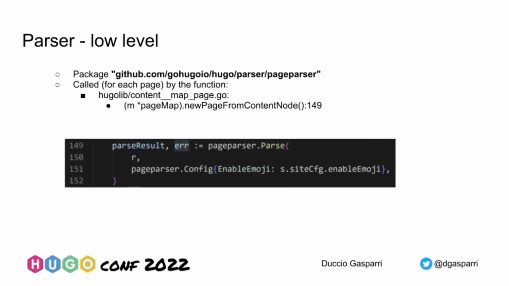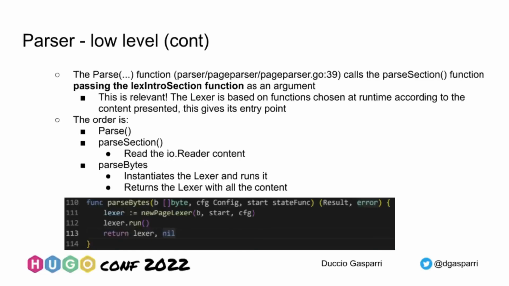Let's now look at the low level. The parser is contained in the page parser package, and it is called by the function new page from content node. The parser is responsible for creating, feeding, and running the Lexer. It is worth noting that the Lexer state is set by the parser, as we will see later. Specifically, it is set to the function lex intersection. And this is relevant.